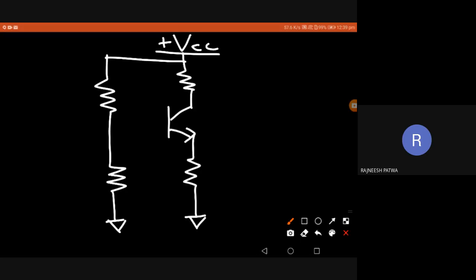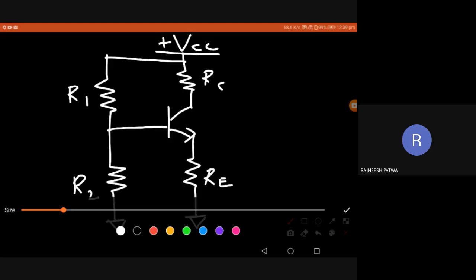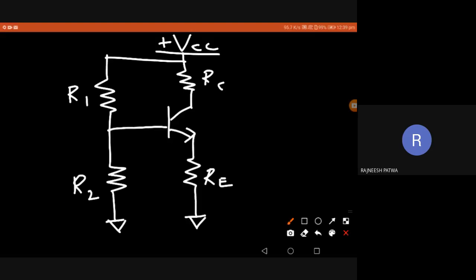So the two resistances R1 and R2 are used for dividing the voltage source VCC, and we already know RC and RE. So what is my idea? First I calculate V2, which is the voltage on the base and ground, which is the input to VBE and the resistance RE. So how to find V2?